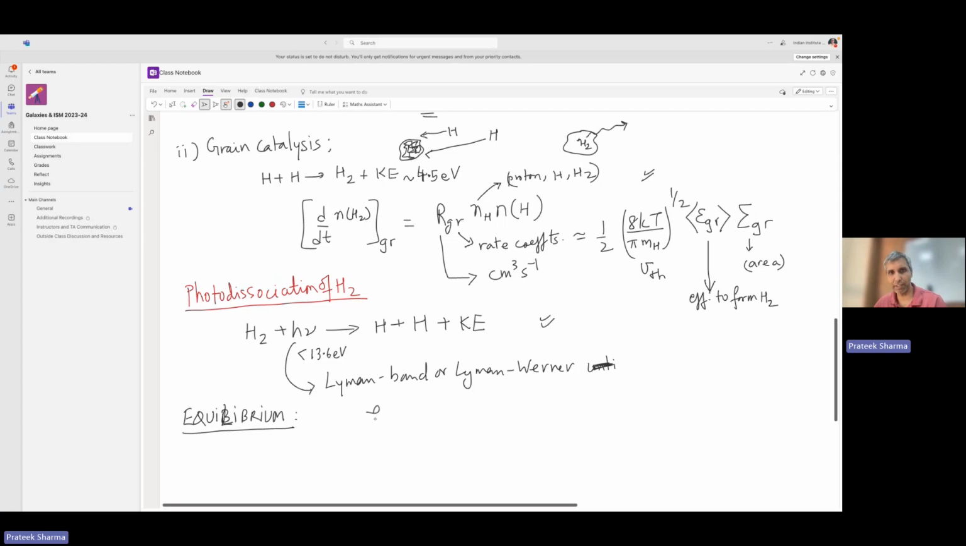And what we have is ζ_dis times n_H2. Right, so this zeta is a rate. It's like Einstein A, probability per unit time. This is number density, is equal to the grain. So this is like recombination, a two body process. So R_GR times n_H times n_H. So this is what happens in equilibrium.